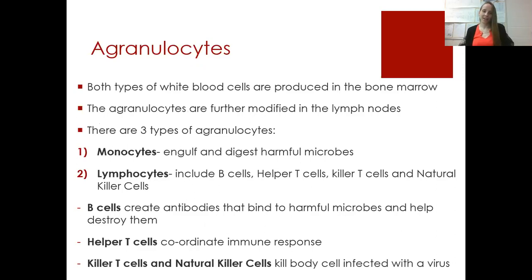And then the agranulocytes are also produced in the bone marrow, just like the granulocytes, but instead of just leaving the bone marrow and going out into the blood, they head over to the lymph nodes, where they finish up maturing and turning into these different types of agranulocytes. So we have the monocytes, which engulf and digest microbes. Monocytes turn into macrophages once they are ready to eat something.